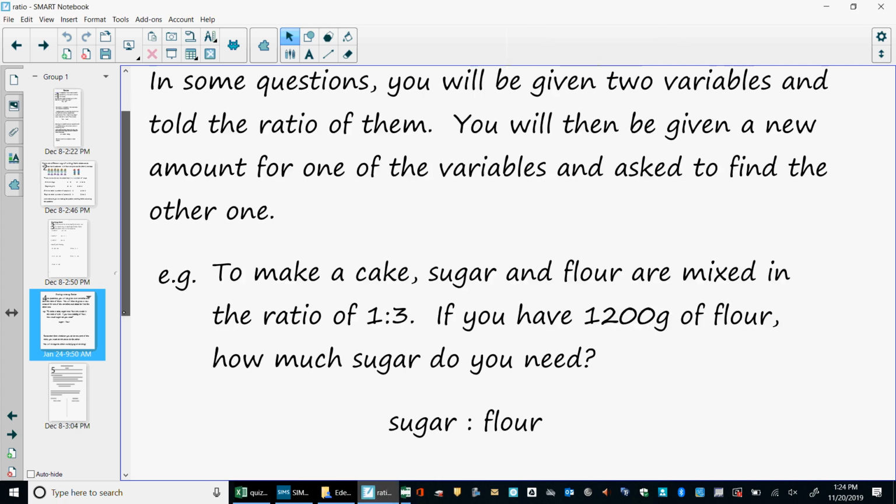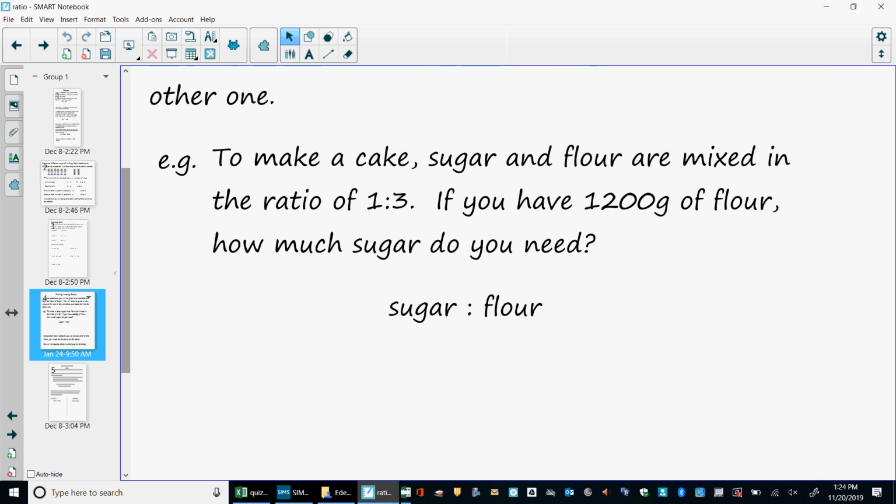So in our example, cake sugar and flour are mixed in the ratio of 1 to 3. If you have 1,200 grams of flour, how much sugar do you need? We've written sugar to flour, and they've said the ratio is 1 to 3. So first of all, we fill in the ratio. Then you would fill in the 1,200 underneath the flour.